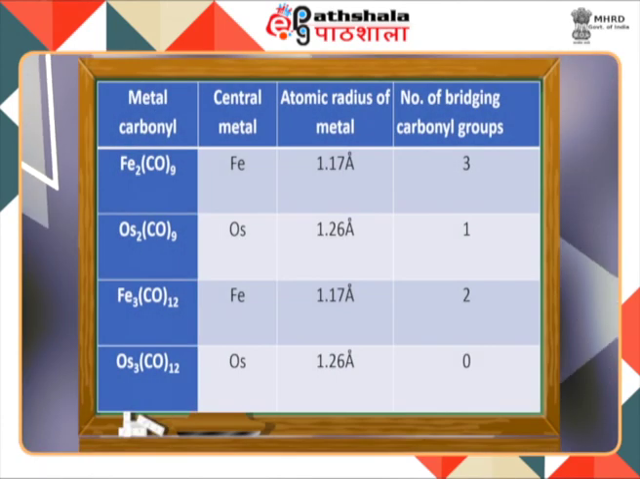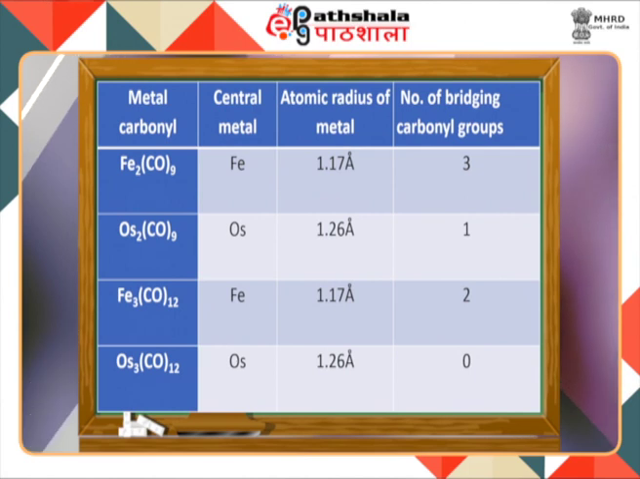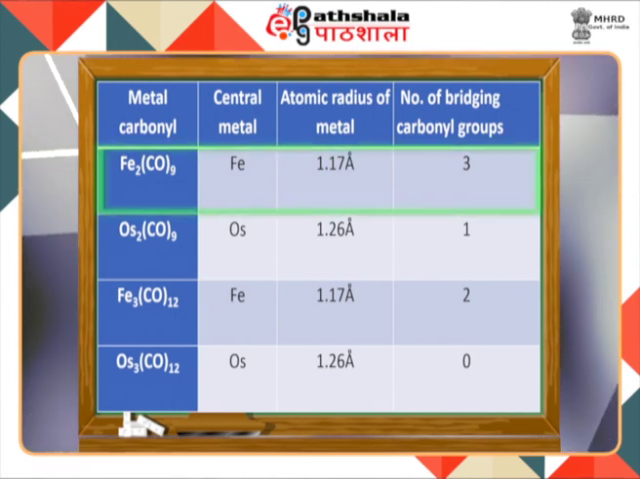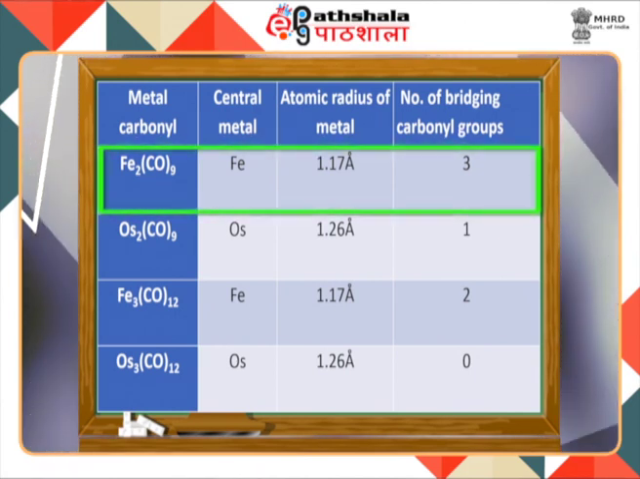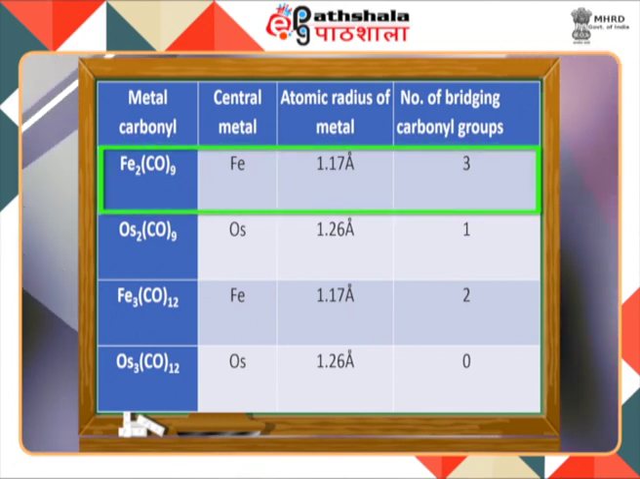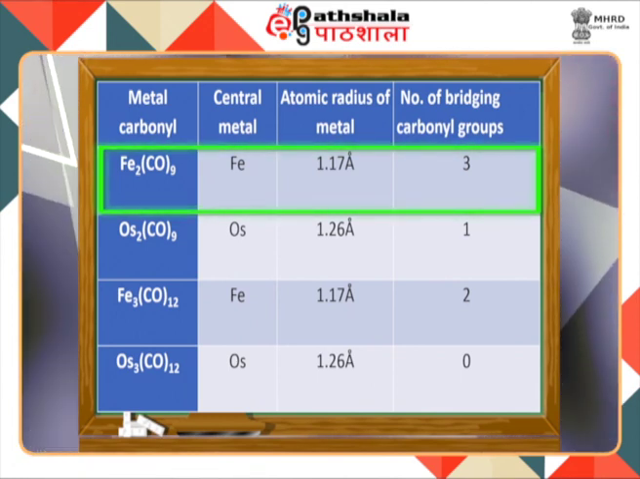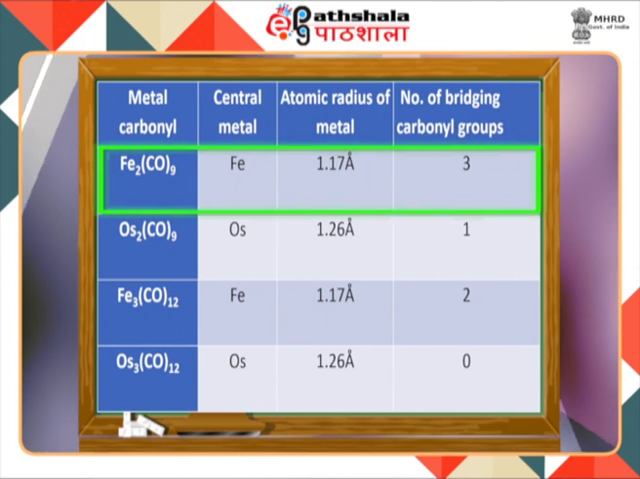The ability of the carbonyl group to act as a bridging ligand decreases with increase in the M-M internuclear distance, as expected, as evident from the following examples. Let us see this table. For the metal carbonyl complex Fe2 carbonyl, the atomic radius of the metal is 1.17 angstrom and the number of bridging carbonyl groups is 3.